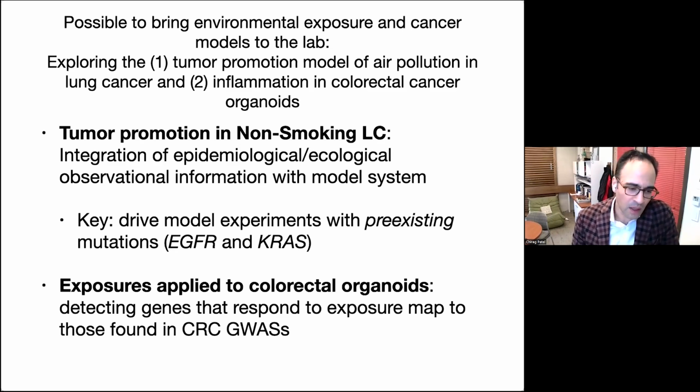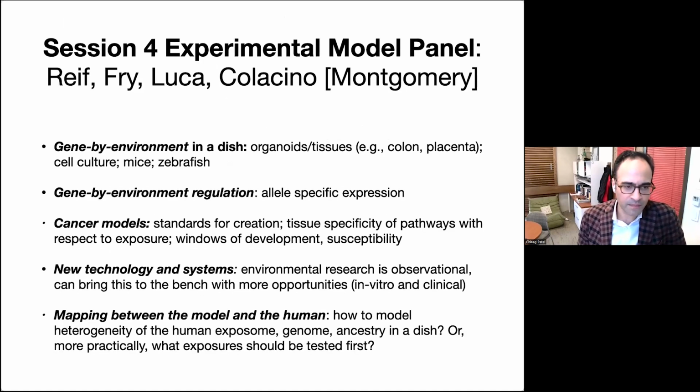I think that's the key thing there. And the key in the second was to develop these organoids to test with exposures writ large and see how they map to other omic associations. And so you have the potential of doing gene-environment in a dish, with different tissues, tissue-specific, to get to the causal connection. Looking at gene-environment regulation, this idea of allele-specific regulation is a very important idea to look at gene-environment interaction. For cancer models, we need standards for creation to get to potentially tissue specificity of pathways with respect to exposure. I think there's a great opportunity there.